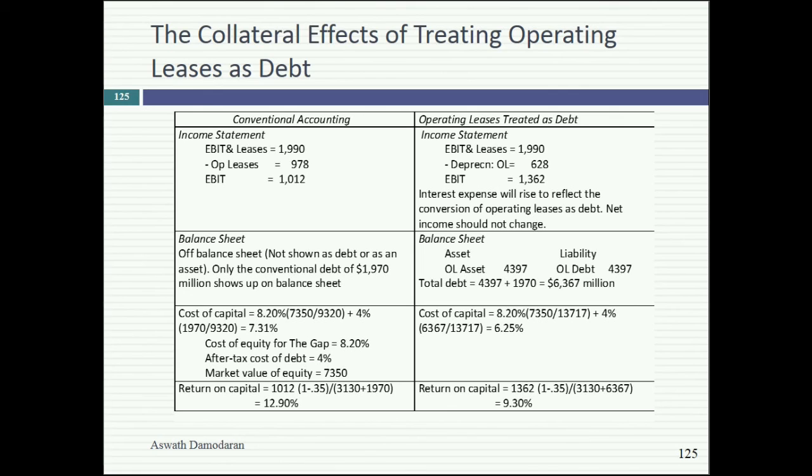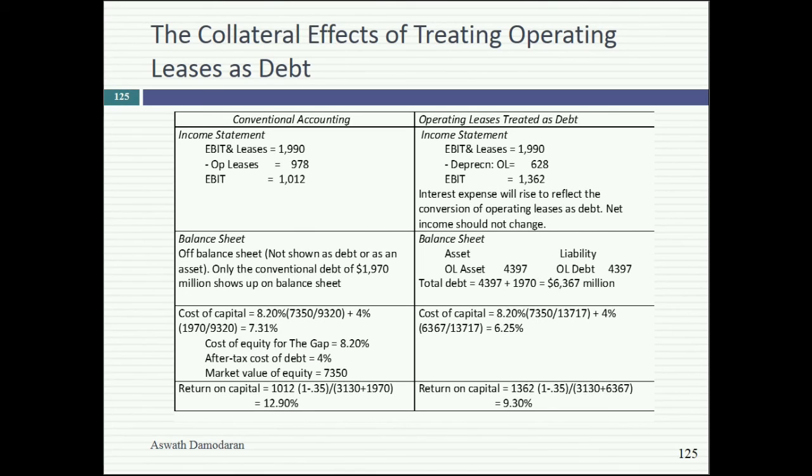Their book value of equity was 3.13 billion. It's one of the few places in valuation where we use book value. And their book value of debt is a conventional debt of 1.97 billion. It looks like they generate 12.9% as a return on capital with the conventional accounting. But if I capitalize leases and make it part of my invested capital, my return on capital drops to 9.3%.